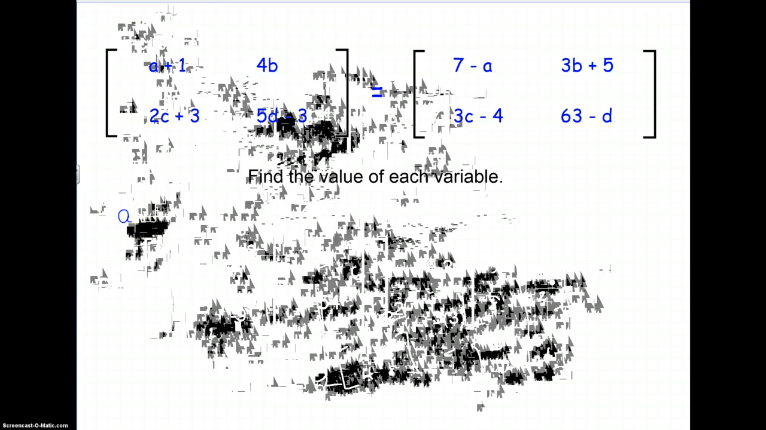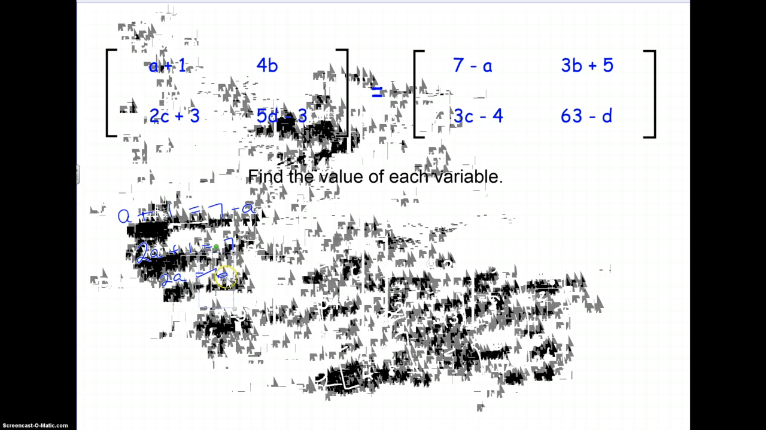A plus 1 equals 7 minus A. And then I could solve that, of course. I could add A to both sides. I get 2A plus 1 equals 7. Subtracting 1, 2A equals 6, or A equals 3.